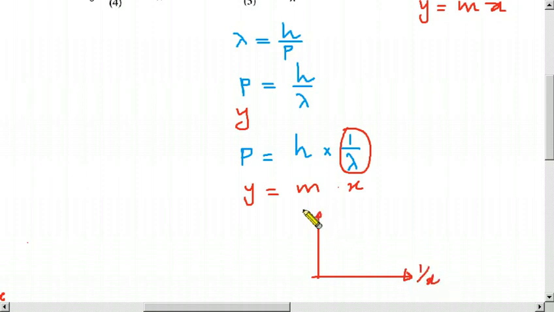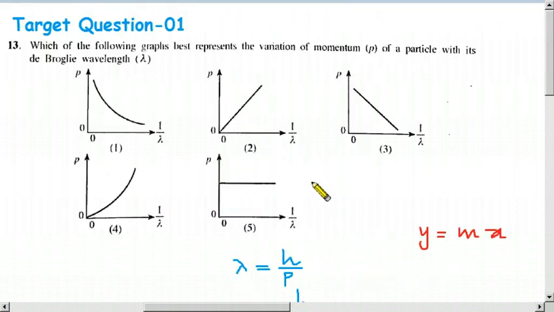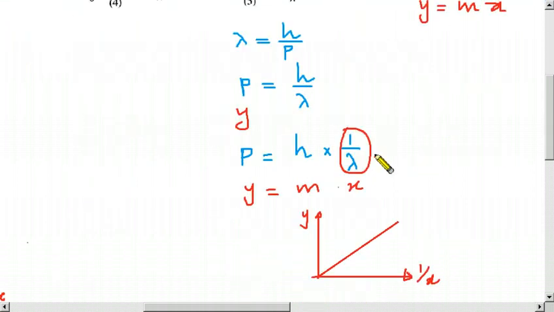the graph, a straight line like this. So from this gradient we can find the Planck constant. That may be another target question now. So this one is the answer, the second one. So children, I think you can understand it.